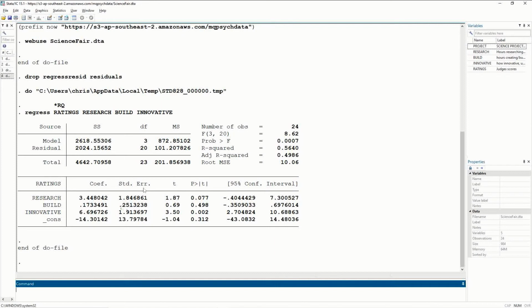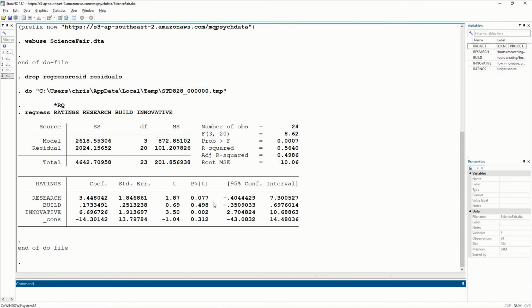That has a standard error of 1.85, a t-statistic of 1.87, and a p-value that's above 0.05, so we actually have a non-significant result. And if we look at our confidence intervals, we see we have a negative and a positive, so 0 is in this confidence interval, so it does make sense that this is non-significant.